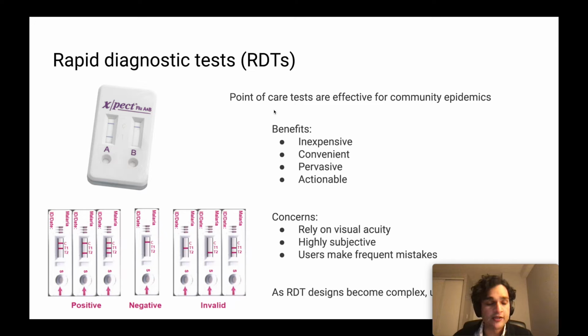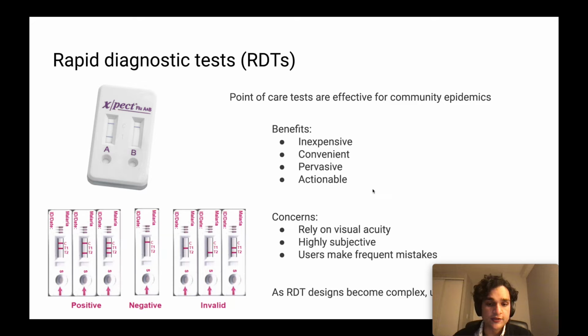RDTs and these point-of-care tests are effective for controlling community epidemics. And the reason why is because they're very inexpensive, they are very convenient, and when the results can be interpreted correctly, they can become pervasive among the communities and lead to actionable outcomes in the individuals.